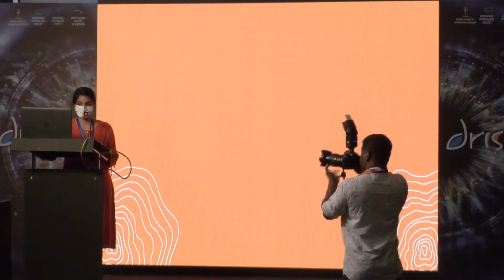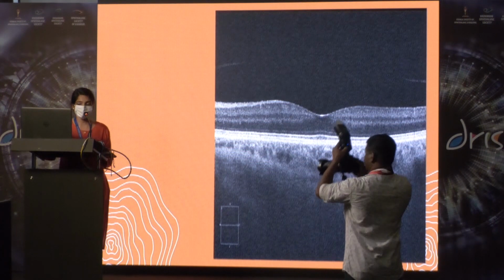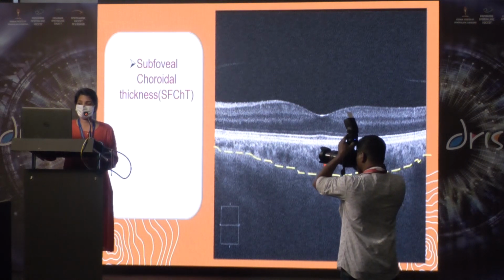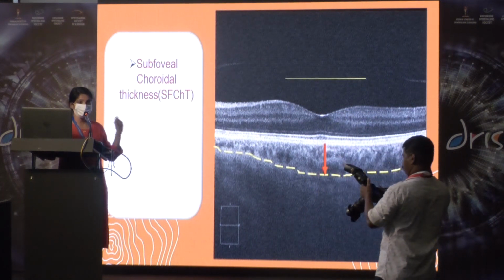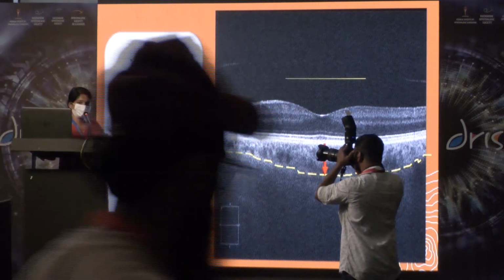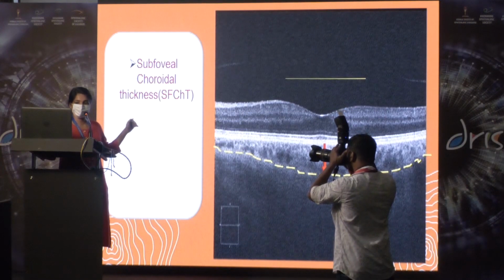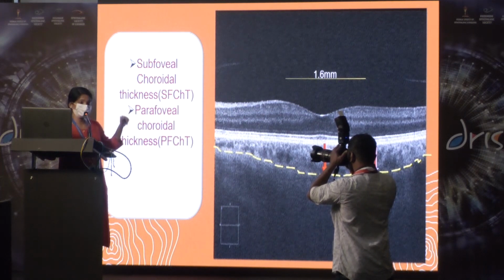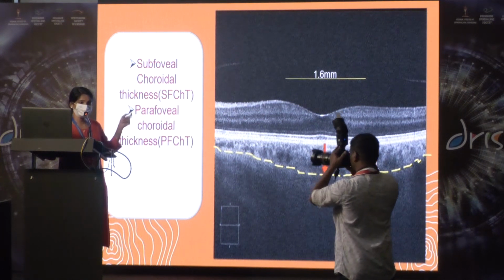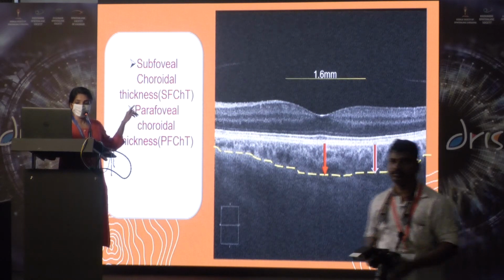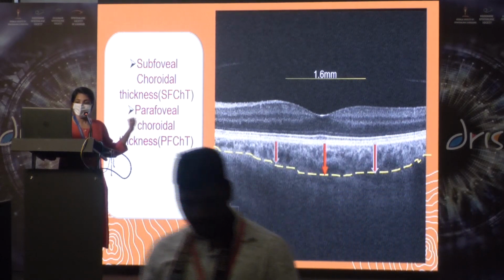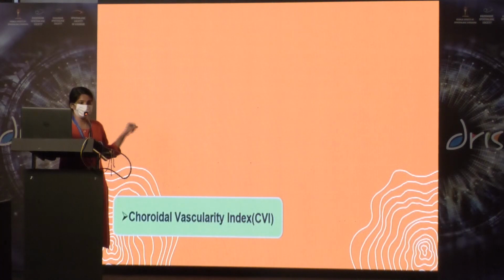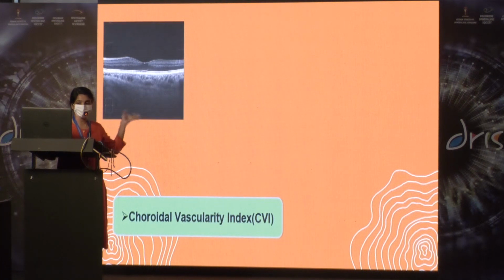The study parameters were recorded, and from an extended depth OCT, the vertical distance between the hyperreflective Bruch's membrane and the hyperreflective choroidoscleral interface was taken as the subfoveal choroidal thickness, and the same vertical distance was taken at the nasal and temporal gradient 1.6 millimeters from the foveal center as the parafoveal choroidal thickness.